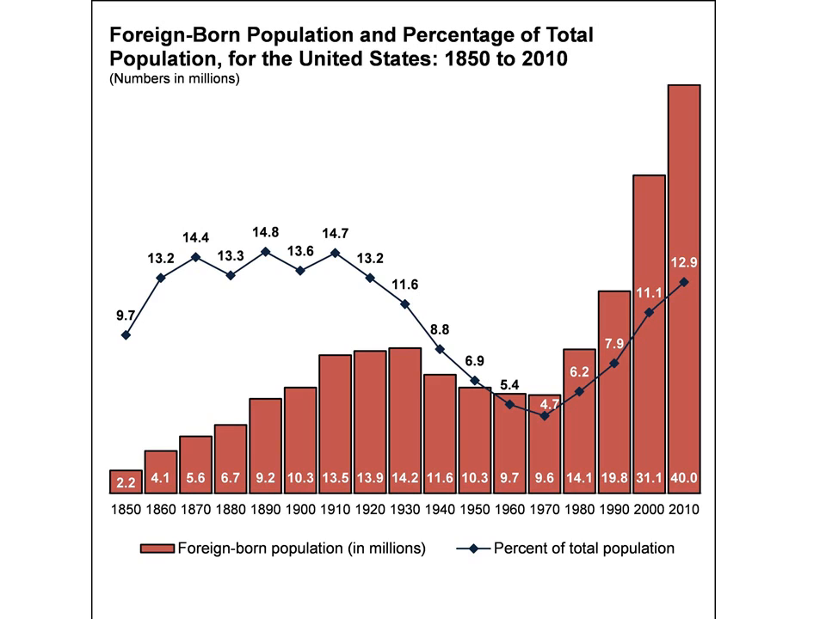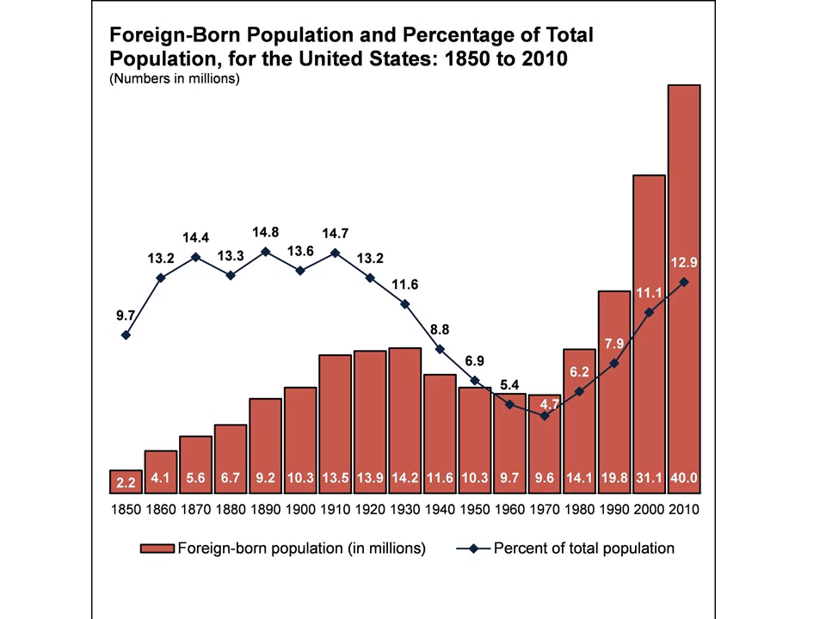This is a combination bar graph and line graph, looking at years in decades on the x-axis from 1850 to 2010. So each bar represents one decade, and the numbers on the bar show the foreign-born population in millions living at that time in the United States. So for example, in 1850 there were 2.2 million foreign-born people in the United States, and in 2010 there were 40 million foreign-born people in the United States.